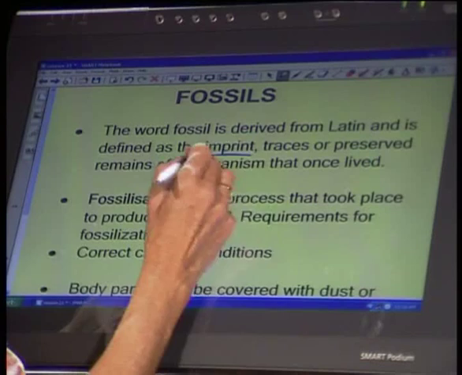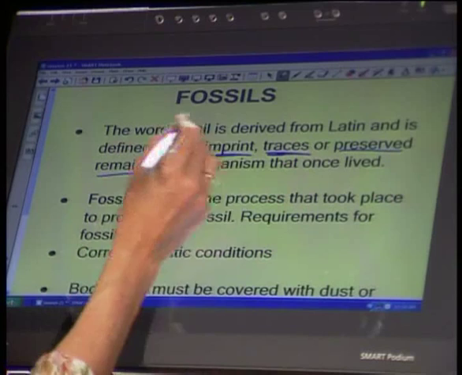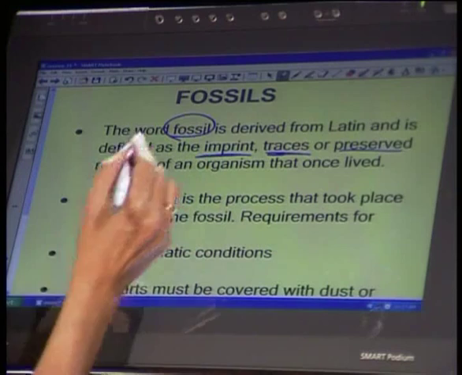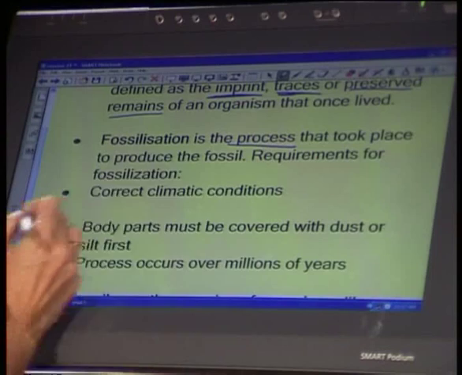Fossils. Now the word fossil is from Latin, and it means to imprint, traces or preserved remains. But all of those are basically what you can translate as the word fossil. All right, now fossilization is clearly the process that took place to produce a fossil. So if you want a fossil, we have to have fossilization. And what do you need for fossilization to occur? I mean, lots of things don't get fossilized. Some things do. Why did that specific structure get fossilized, but another structure did not?